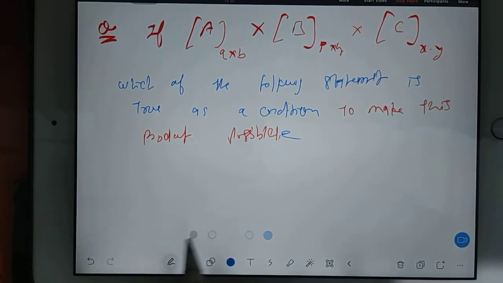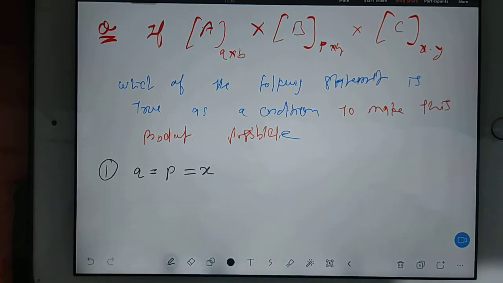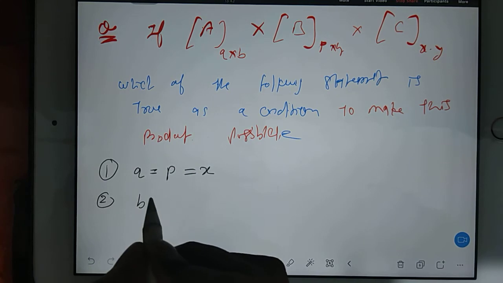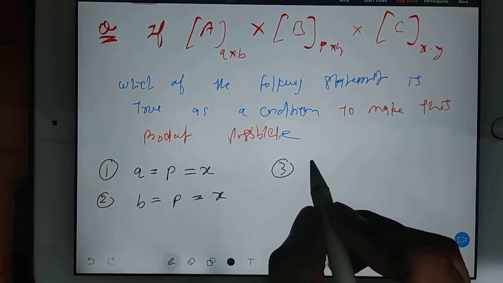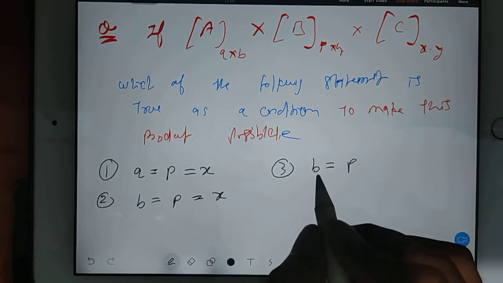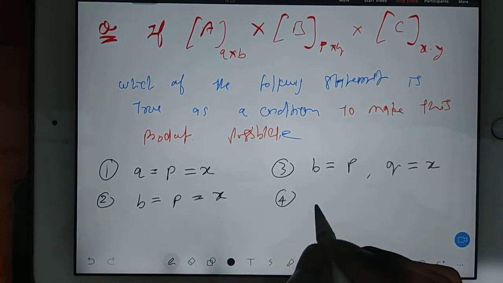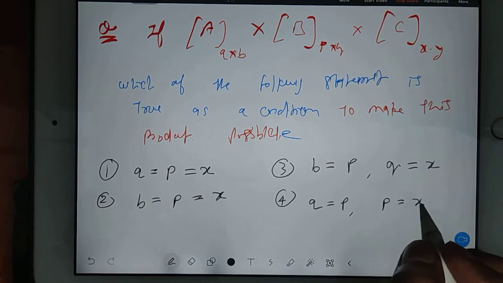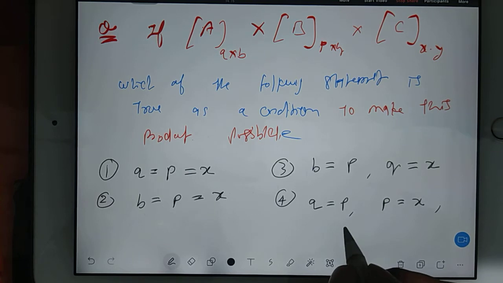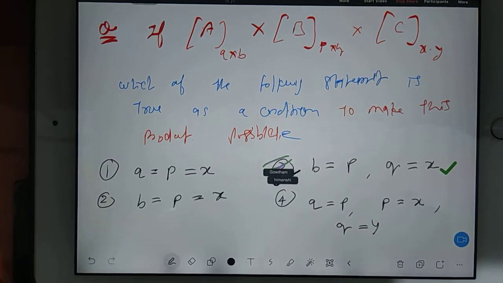Okay, you take down first: A should be equal to P should be equal to X. Then second, B should be equal to P should be equal to X. Then third, B should be equal to P and comma Q should be equal to X. Fourth one, A should be equal to P comma P should be equal to X comma Q should be equal to Y. Tick on the screen, yes.